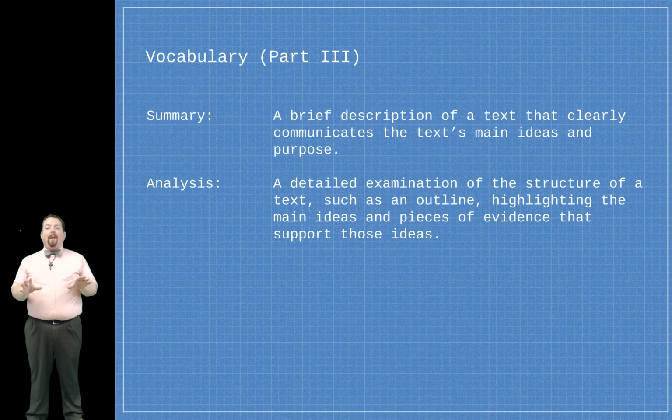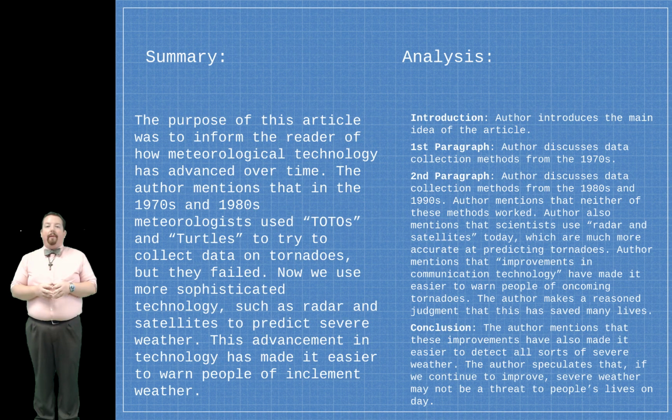Okay, last set of vocabulary, just 2 words. So, like it said in the vocabulary, the difference between a summary and an analysis: a summary just condenses the whole article to talk about the main points. And then an analysis will break the article apart into its different sections and actually analyze the way that it's written and why it's written that way.